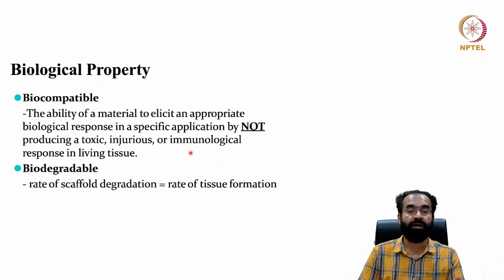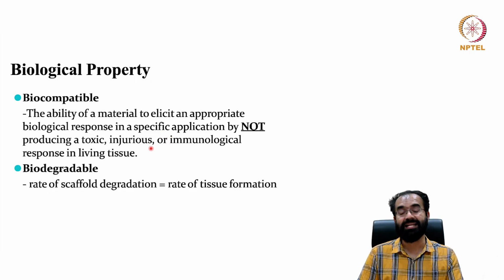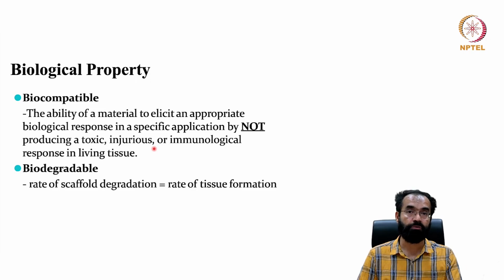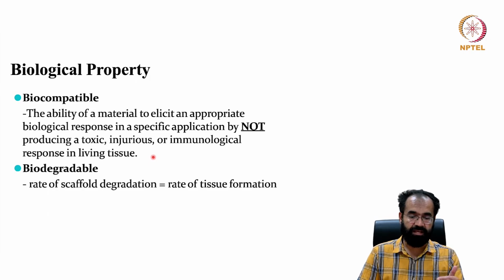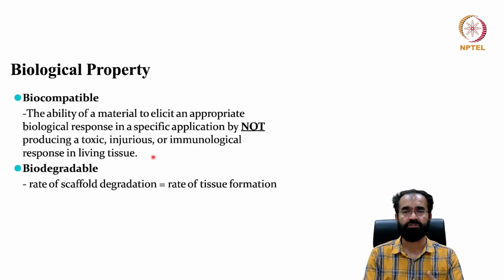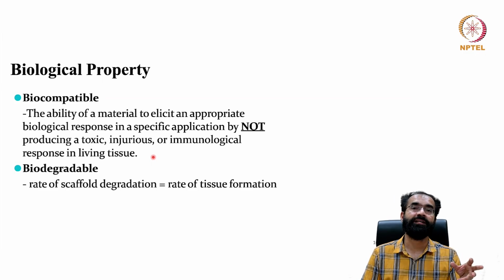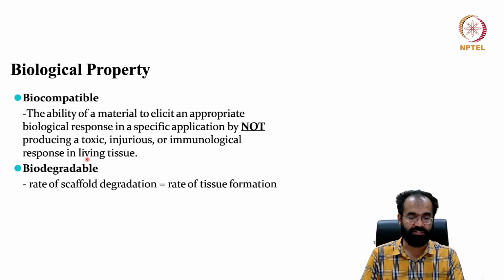Now, if you look into the biological properties, biocompatible, we have discussed it, that is basically the ability of a material to elicit an appropriate biological response in a specific application by not producing a toxic, injurious or immunological response in a living tissue. If any of this happens, say you get inflammation because the cells are interacting, because the biomaterial is somehow attracting immune cells and you get inflamed, and that is bad for that tissue and maybe for the rest of the organ. And you don't want to have any toxins present in these biomaterials. So that is why biocompatibility comes into the picture.